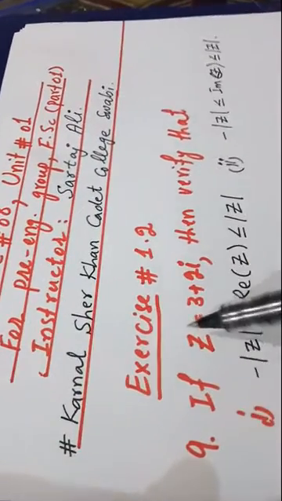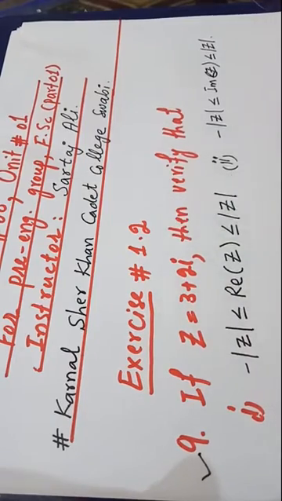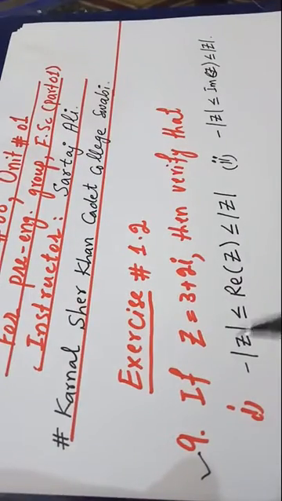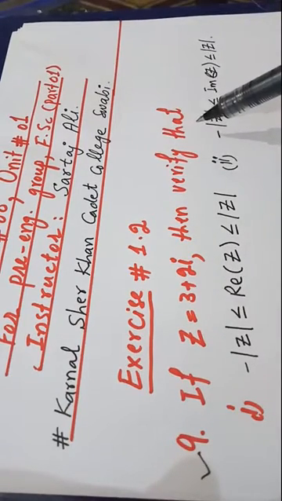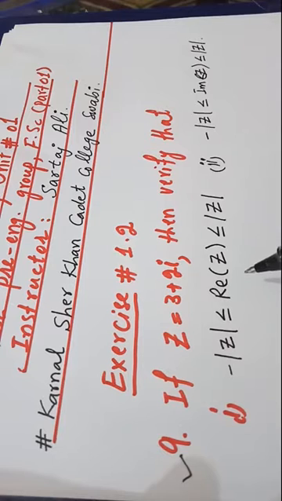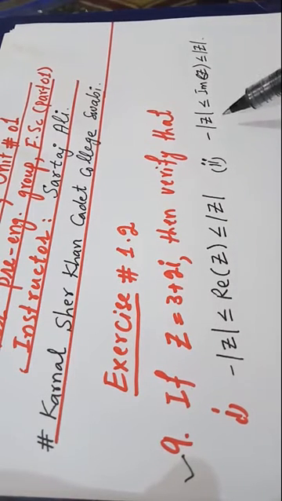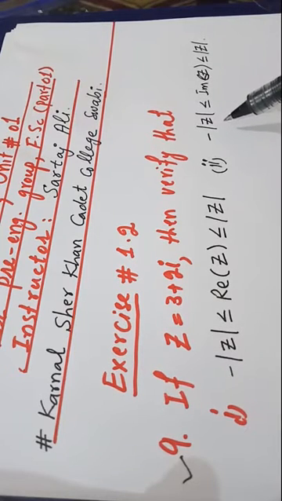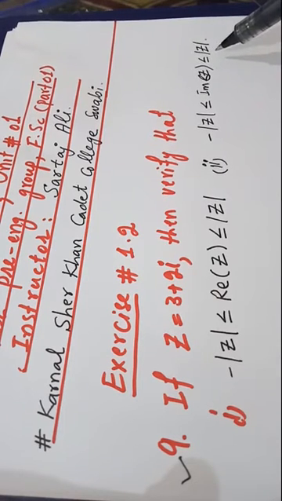In this video lecture, we will discuss question number 9 of exercise 1.2. The question is: if z is equal to 3 plus 2 iota, then verify that minus absolute z is less than or equal to the real part of z, which is less than or equal to absolute z, and then verify that minus absolute z is less than or equal to the imaginary part of z, this Im of z meaning the imaginary part of z, which is less than or equal to absolute z.